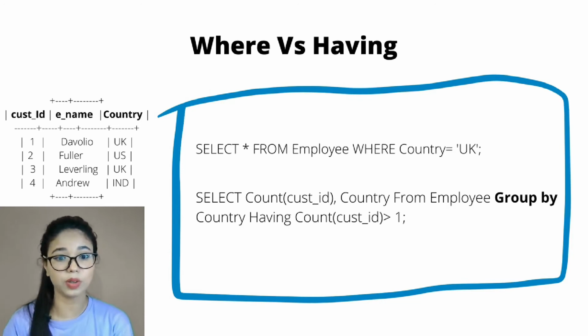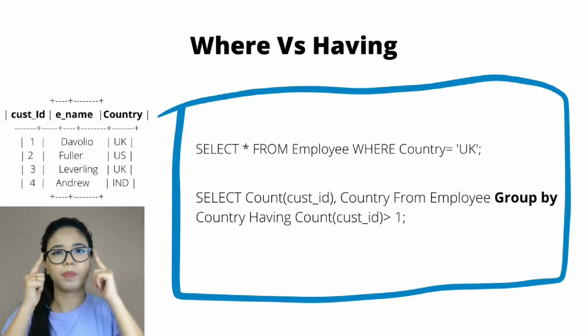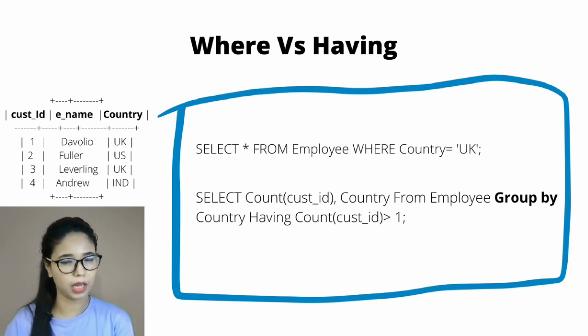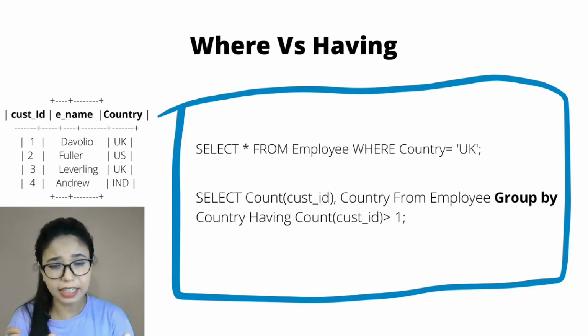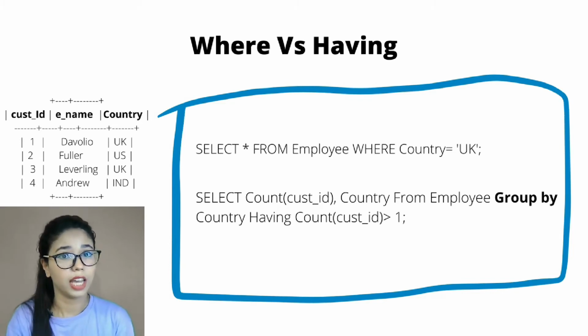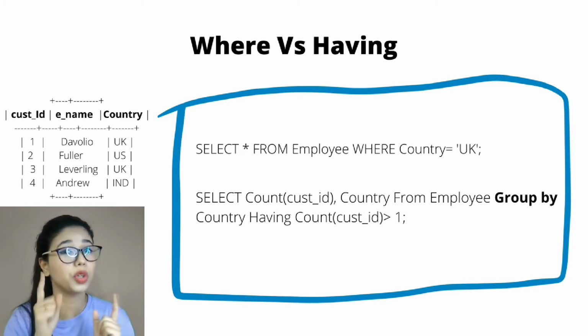Now in the second statement, you can see select customer ID, comma, country from employee, group by country. When to use the group by clause? So make a note of it again. Whenever you are fetching select aggregated function, comma, any column that is not aggregated, you need to aggregate that with the help of group by. If you are not giving group by country, then it will throw you an error.